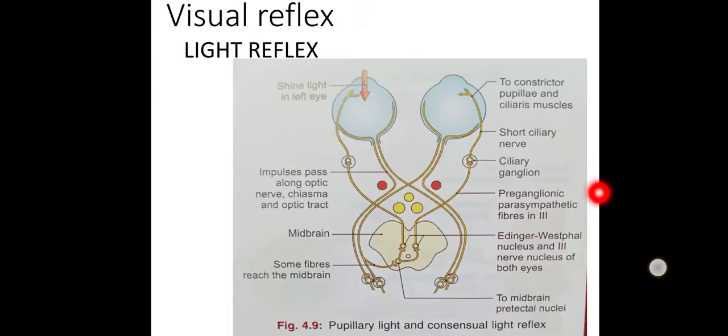Now, coming to the visual reflexes, the first is the light reflex. When a light is shone at one eye, pupillary constriction occurs in the same eye in which the light is projected. It is known as the pupillary light reflex, while the contralateral pupil also gets constricted, and this is known as the consensual light reflex. Now, before reaching the lateral geniculate body, 10% of fibers emerge out from the optic tract, and they move to the midbrain towards the superior colliculi and pretectal nucleus.